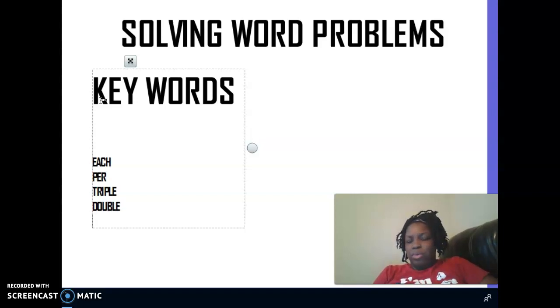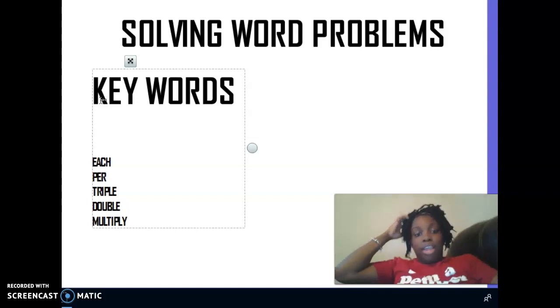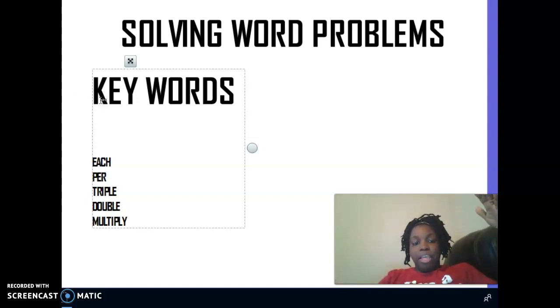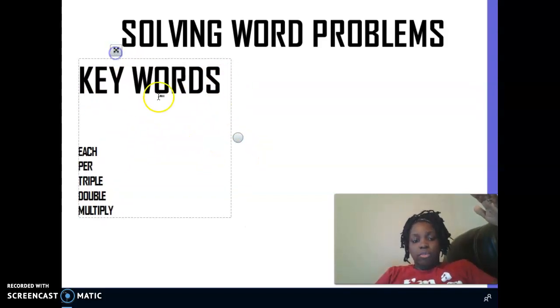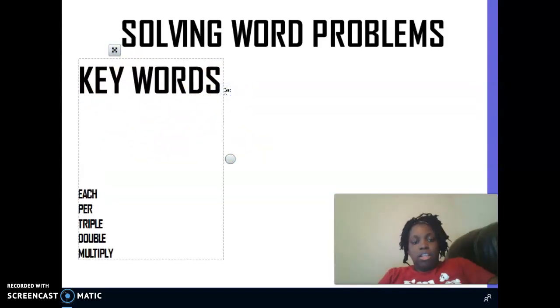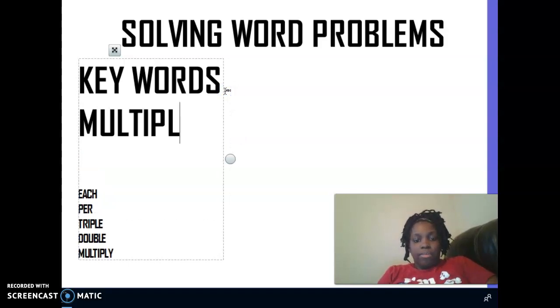What are some more keywords for multiplication? Oh, simple. You might see something that says multiply. So any of these words mean, all right, I know I have to multiply. Now, some other keywords, and this is just for multiplication. So we're going to put multiply.